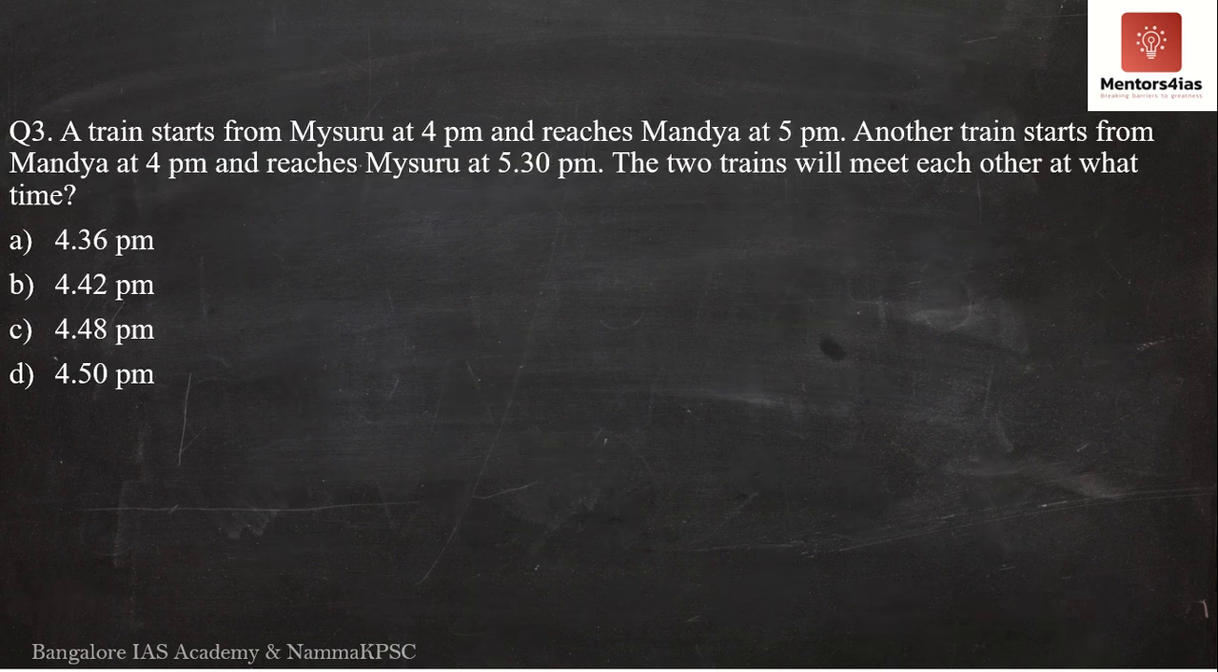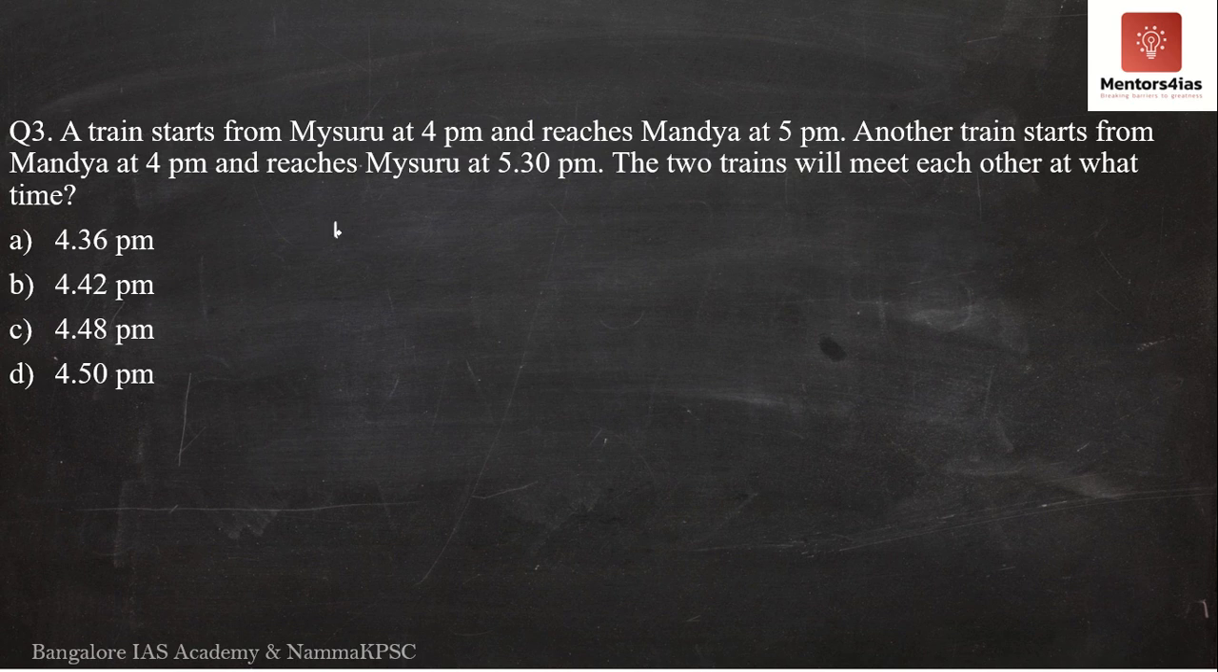Next question. Question 3. Now, question 3 says, a train starts from Mysuru at 4 p.m. and reaches Mandya at 5 p.m. Another train starts from Mandya at 4 p.m. and reaches Mysuru at 5:30 p.m. So the two trains will meet each other at what time?